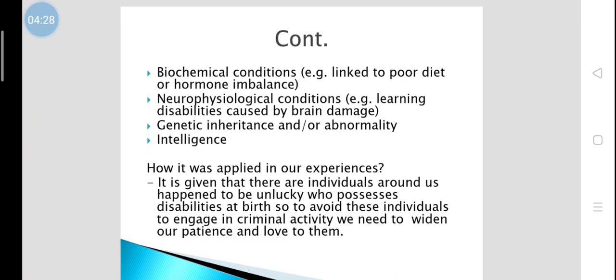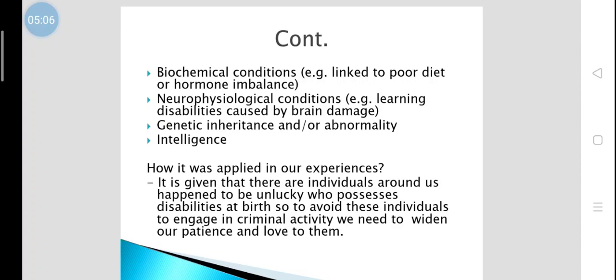Biochemical conditions, like those linked to poor diet or hormone imbalance; neurophysiological conditions, learning disabilities caused by brain damage. What causes this? Maybe the parents of the child had been drinking while the child was still in the womb of the mother. The father smokes and the mother inhales it. Another one is genetic inheritance and abnormality in intelligence.